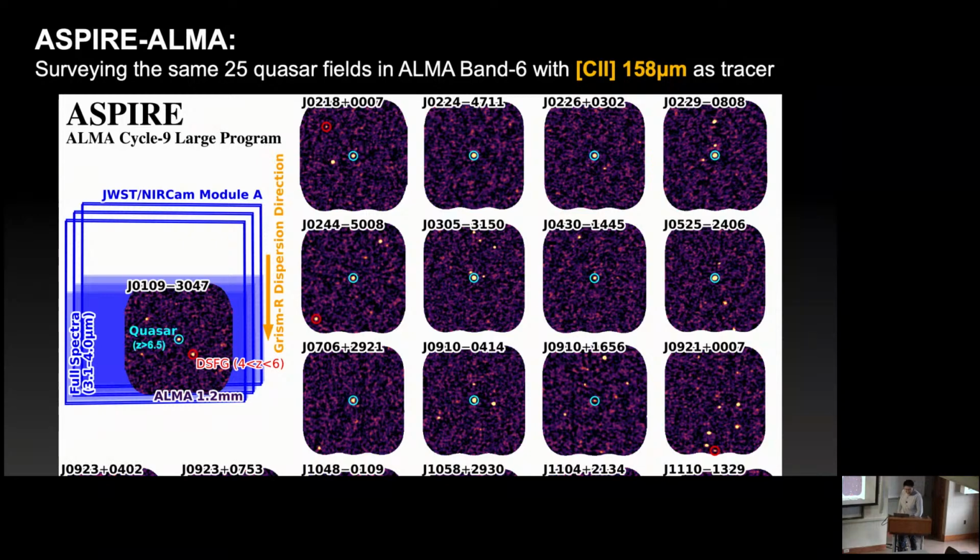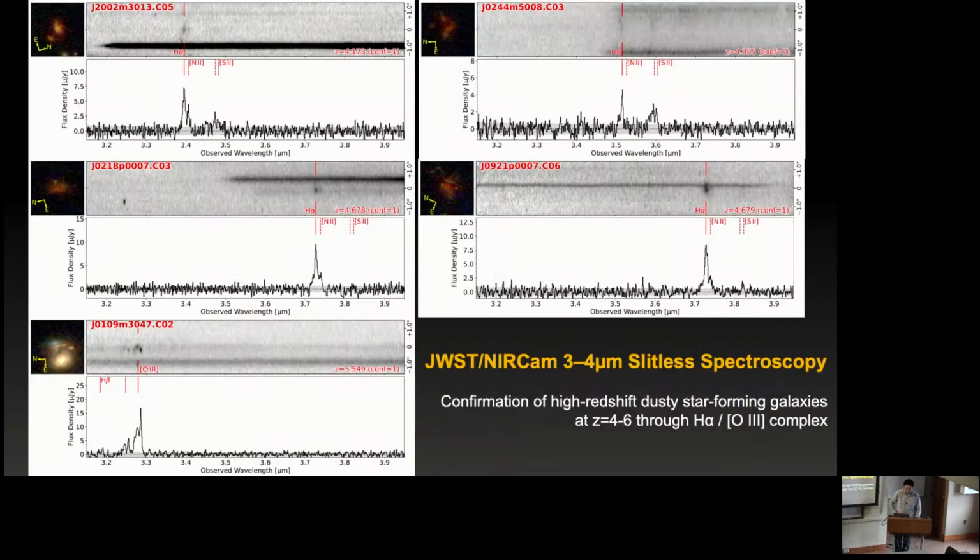And we have another ALMA large program, 100 hours, looking at the same quasar fields, but using the [CII] line in the far infrared as a tracer. So we get an ALMA continuum image. Lots of the dots here are dusty star forming galaxies from redshift 0 to redshift 7. Most of them are not at the quasar redshift, so I'm particularly interested in looking for the JWST spectra of these dusty star forming galaxies at redshift 4 to redshift 6 that fall in the field of view, and we have the spectroscopic access. So these are 5 examples of the spectra that we get.